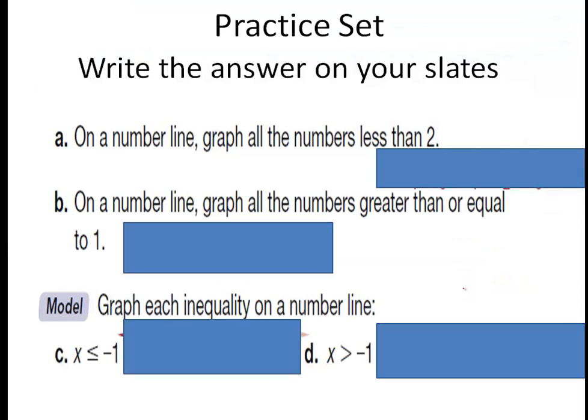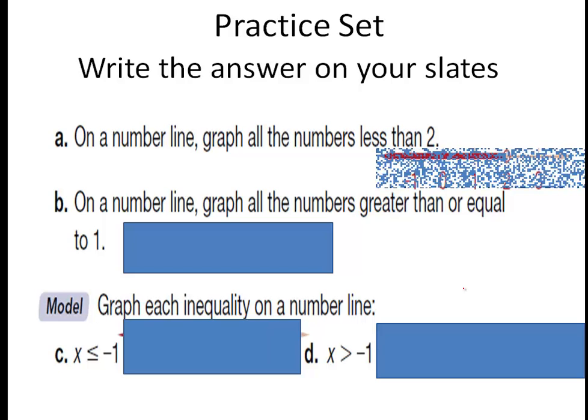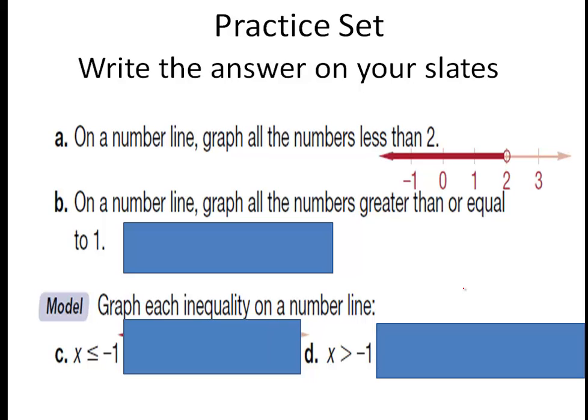All right, so let's do some practice ones. Let's see if you can do this on your own. Create your own number line. Open up your books or draw one and graph all numbers less than 2. Are you going to use a solid dot or an open dot? Hopefully you said you're going to use an open dot, because it doesn't say that we're including 2. It says all numbers less than 2. So we're going to use our open dot, and then we're going to go towards the negatives because they're less than 2.